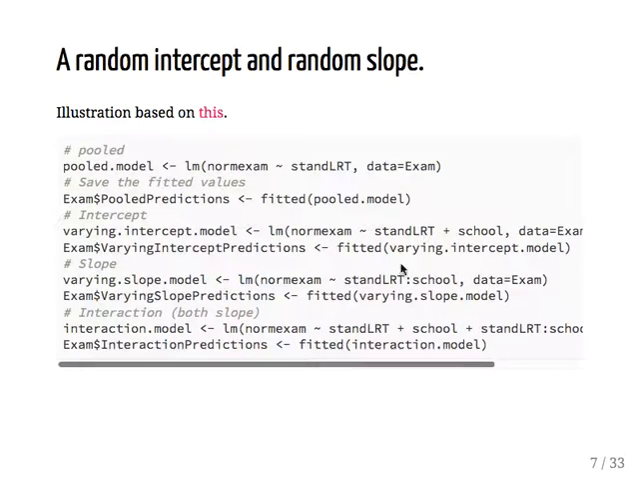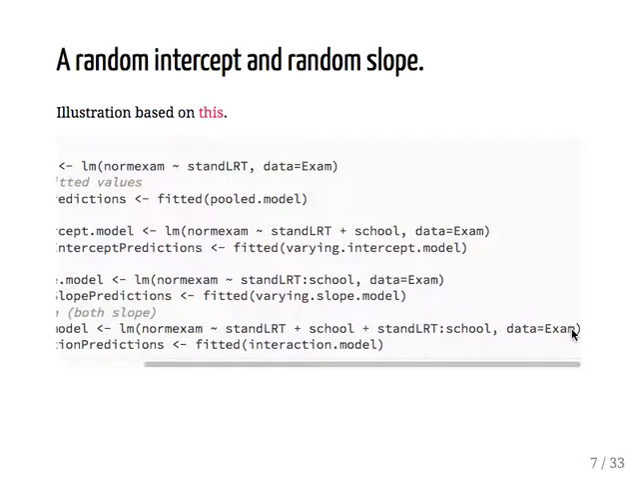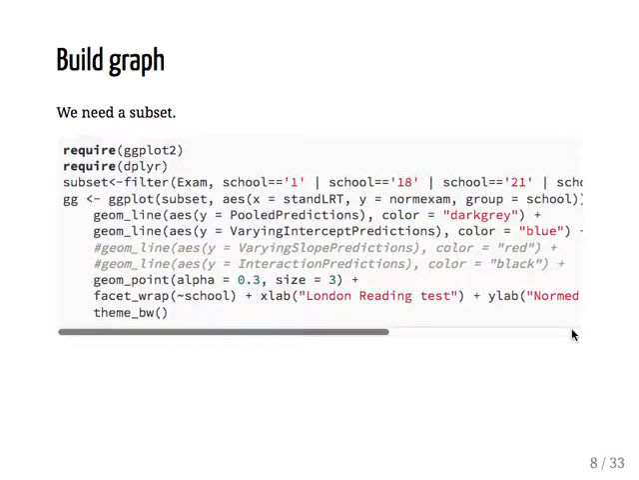We do the same thing for random slope, and so this is standard LRT nested in school. And again, we use fitted to get the predictions, and then we can also get what's called an interaction model, or a model with both a random intercept and a random slope, and it's just those two. So standard LRT plus school. So those two, that line of syntax and that line of syntax combined into a single model. Yeah, so it's nothing you've not seen before. It's all linear models, and we can again save the predictions. And now we can make some pretty graphs.